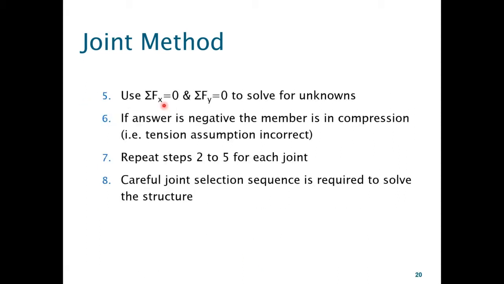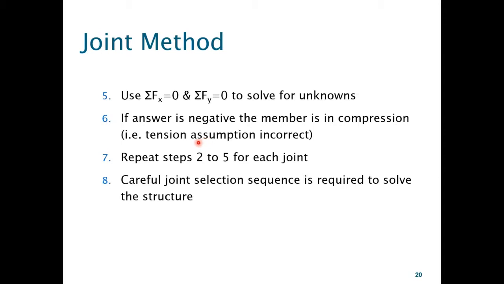Then we use the equilibrium. We say that the sum of the horizontal reactions is equal to zero, and the sum of the vertical reactions is equal to zero. That helps us to solve for the unknowns. If the answer is negative, then the member is in compression, because we've already made an assumption that it's a tension member. And therefore, if the answer is positive, our assumption is correct.